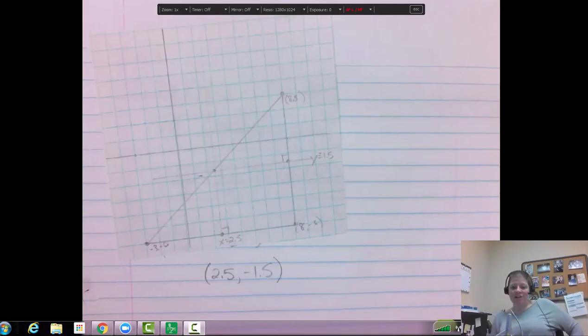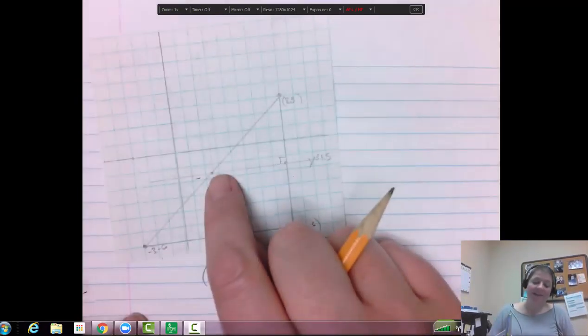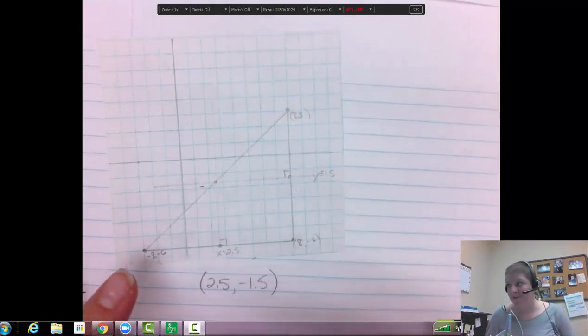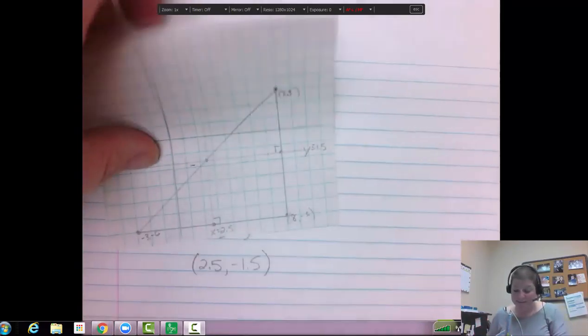And then to write the equation of the line, you would have a point, the midpoint, and you would have the slope, and you would have to then go through that process of writing an equation of a line.